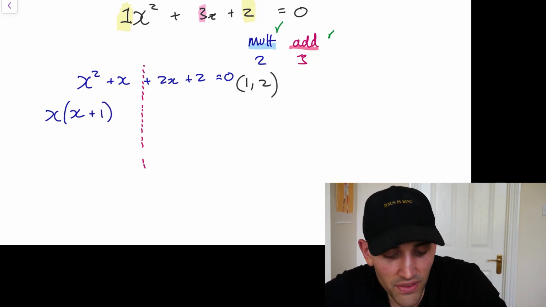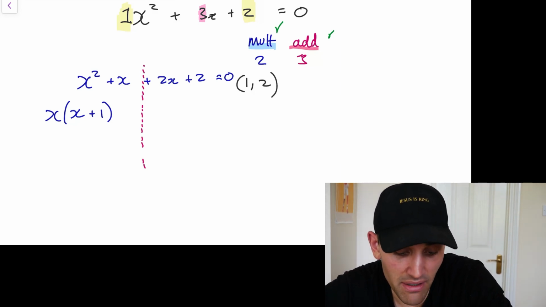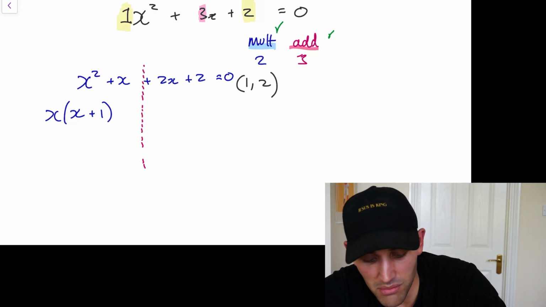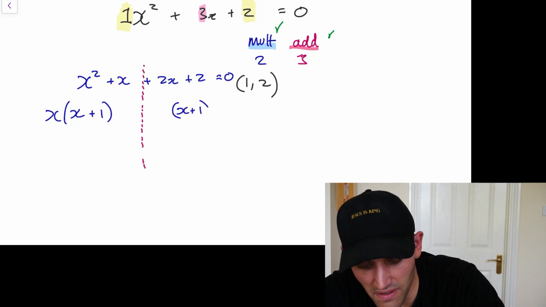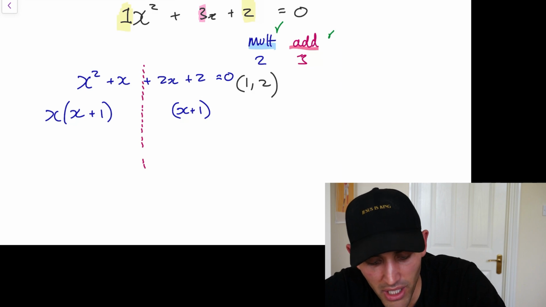I'm going to assume that this linear factor I found, x plus 1, is also a factor of 2x plus 2. So I'm just going to assume that x plus 1 is a factor of 2x plus 2. And now I'm going to do a bit of a number hunt.